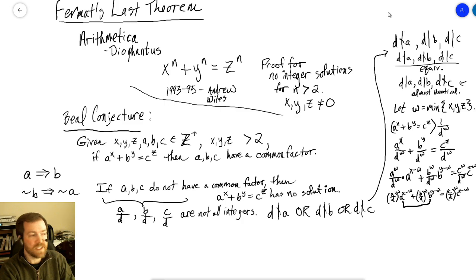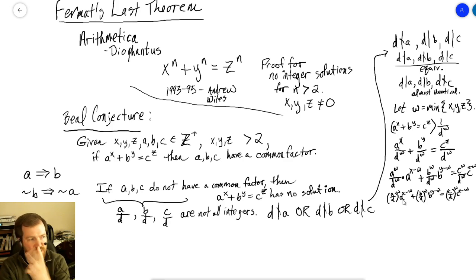If we said that d divides a and b and c, now we've violated the first part, the whole predicate at the beginning here. We said if a, b, and c do not have a common factor, so d cannot divide all three. So if we divide any one of them, we can always group the integers together and then have one non-integer term on the other side. So that is my contribution to this.